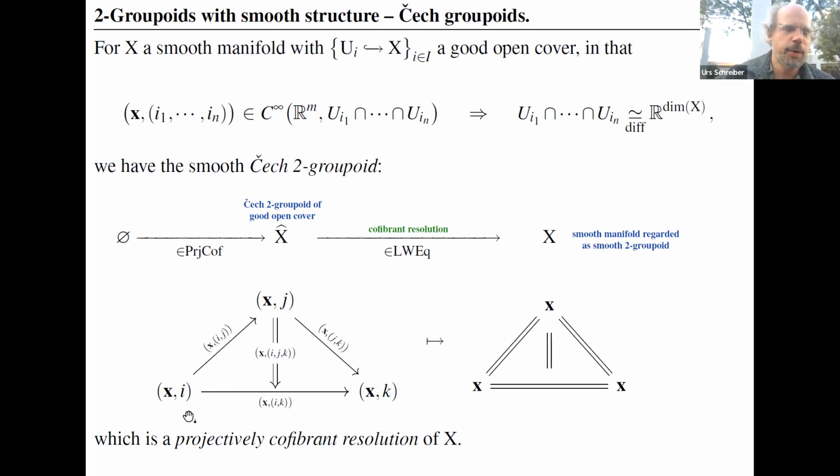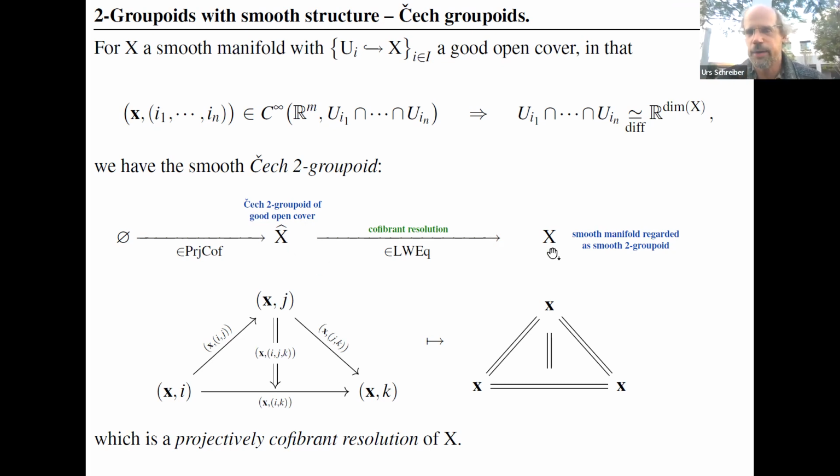As 2-groupoids go, this is a rather trivial 2-groupoid. In fact, that makes it a cofibrant resolution of our manifold. It's contractible everywhere, but it has a smooth structure and is more flexible now than the original manifold was. It really says, all these points might sit in different patches, but if they happen to coincide in X, then we make them equivalent via morphisms. So that's the Čech groupoid.